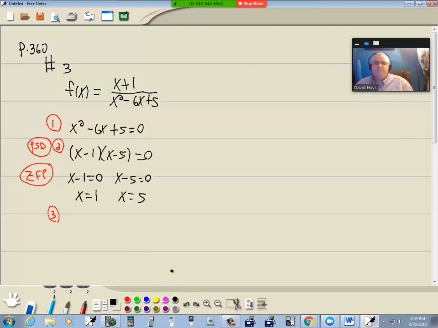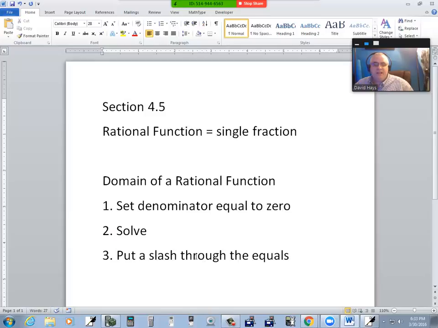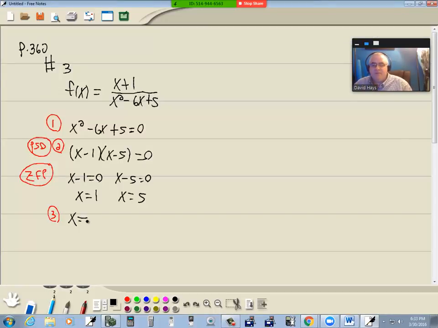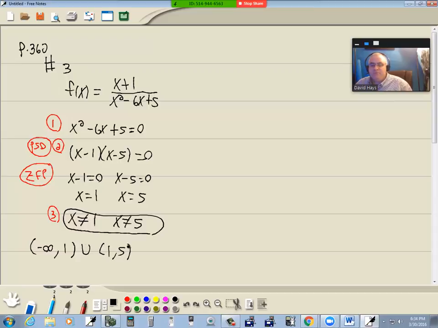Now step 3 said to put a slash through the equals. So x cannot equal 1, and x cannot equal 5. It can equal any other value. Now I'm going to show you how to write that in interval notation, just in case the problems are looking for that. When you got two numbers like this, you go from negative infinity to your smallest number, parentheses on everything, union, your smallest number to your largest number, parentheses on everything, union, your largest number to positive infinity. And that would be interval notation.